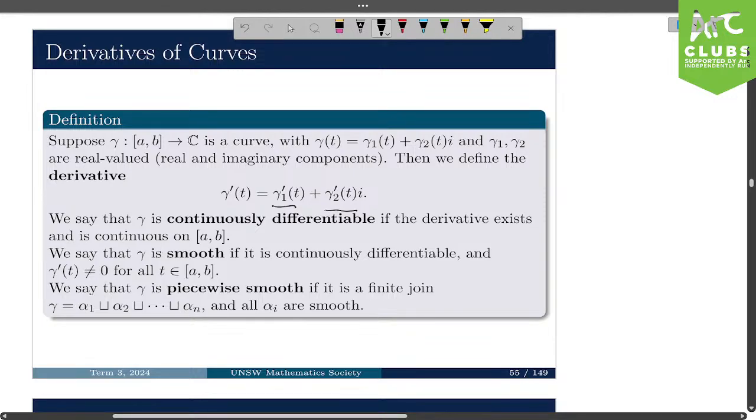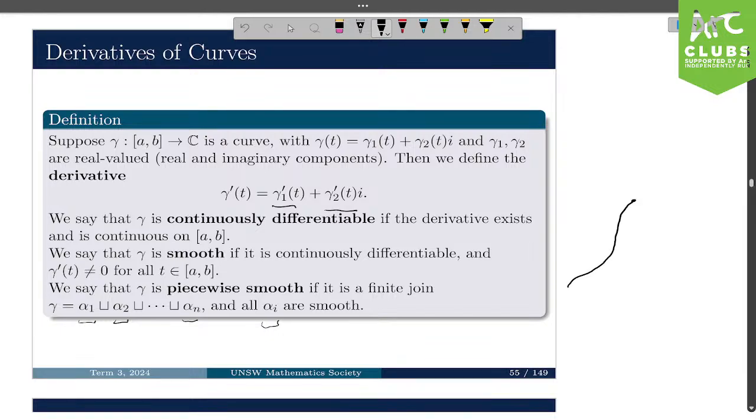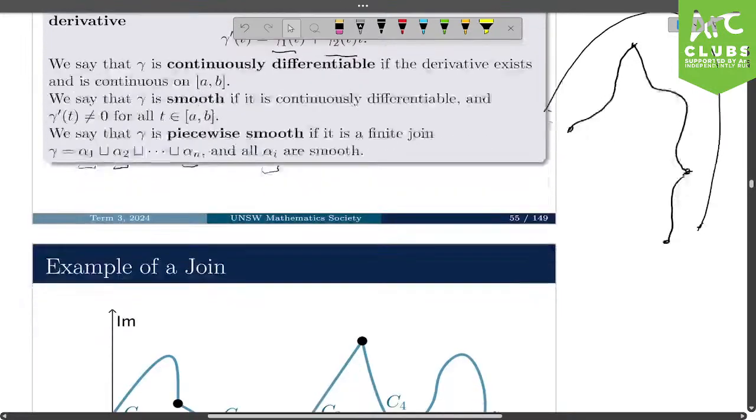And we say that it's piecewise smooth if it is a join of a bunch of different curves, and all of those curves separately are smooth. So if this particular curve is smooth, and this one is smooth, then this entire curve would be piecewise smooth. It's not actually smooth because it has these sharp points here, but it is piecewise smooth because the pieces are smooth.